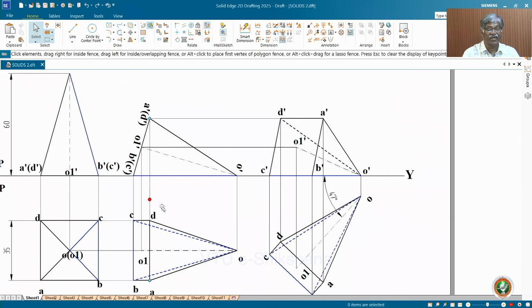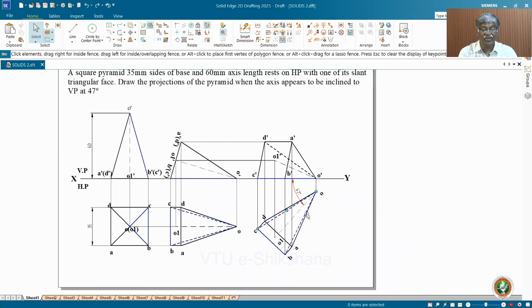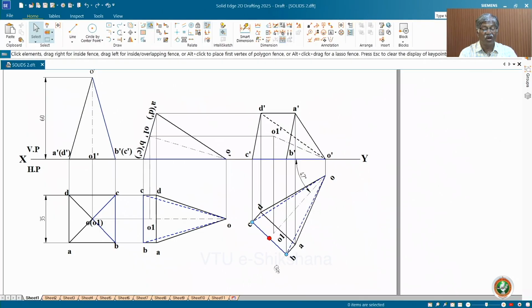First step, second step. Third step is, he has given, appears to be inclined at some degree to XY or VP in fact, or he may give top view of the axis inclined at 45 degrees to XY or 47 degrees to XY. So beta is given here. Naturally you redraw this figure such that OO1 is on beta degree line. Then base is towards the observer, position is here, base is towards the observer. Now base is visible in front view.